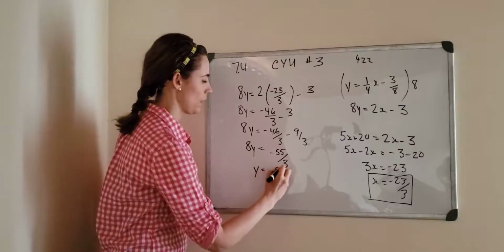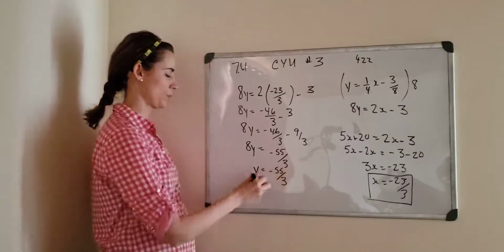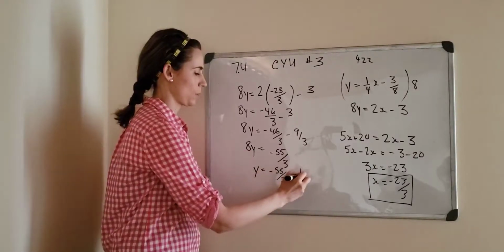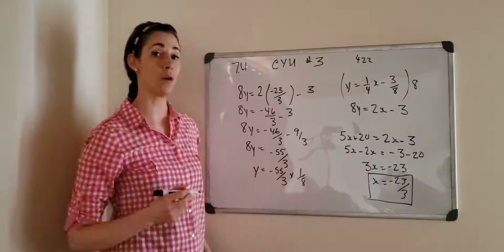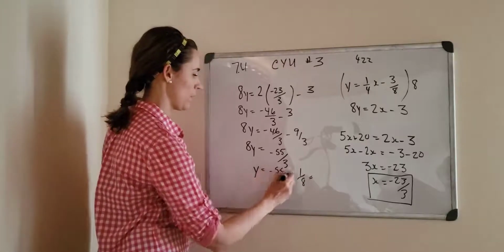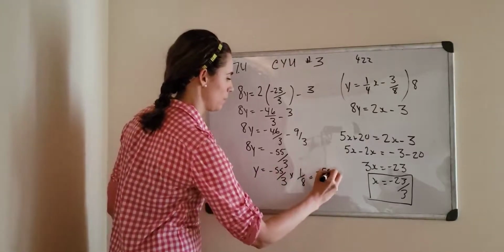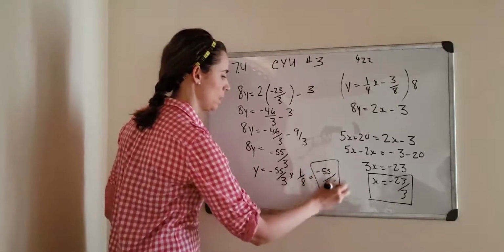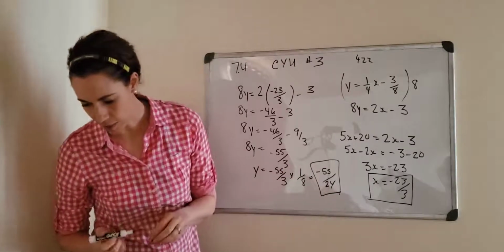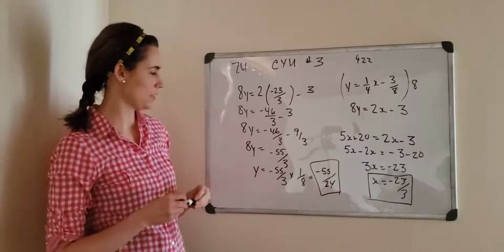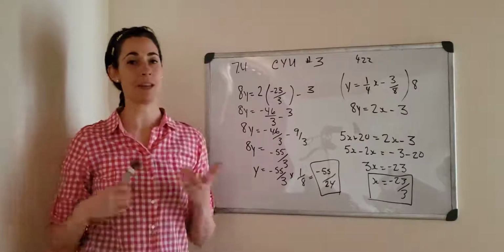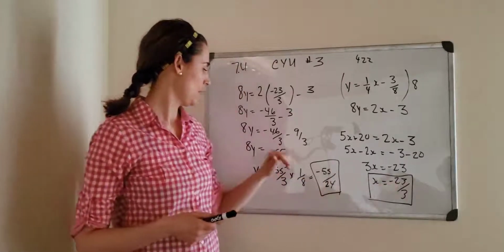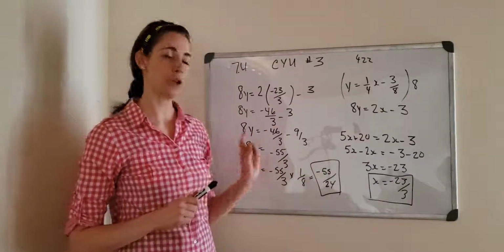And we know that if we have a fraction we're dividing by 8, that's the same as multiplying by the reciprocal, okay, which would be 1 over 8. So let's work that out. Negative 55 times 1 is negative 55. 3 times 8 is 24. So let's see if that's right. Negative 55 over 24? It sure is. So, again, you may not like these answers, but these are the answers. X is negative 23 over 3, and y is negative 55 over 24.